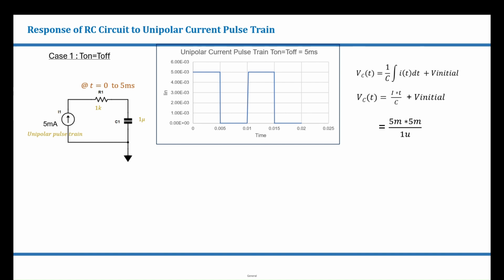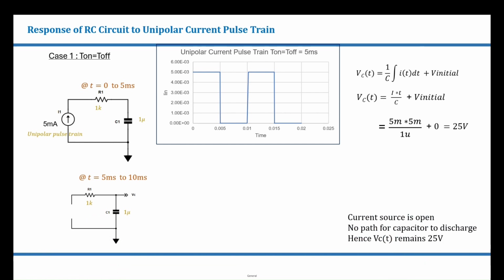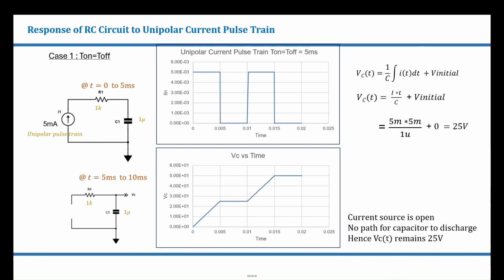On substituting the values of current, time, capacitor, we can find out that the voltage across capacitor at 5 milliseconds is equal to 25 volts. Now between 5 milliseconds to 10 milliseconds, the input is 0, hence current source is replaced by open. There is no path for the capacitor to discharge, hence the voltage remains at 25 volts.